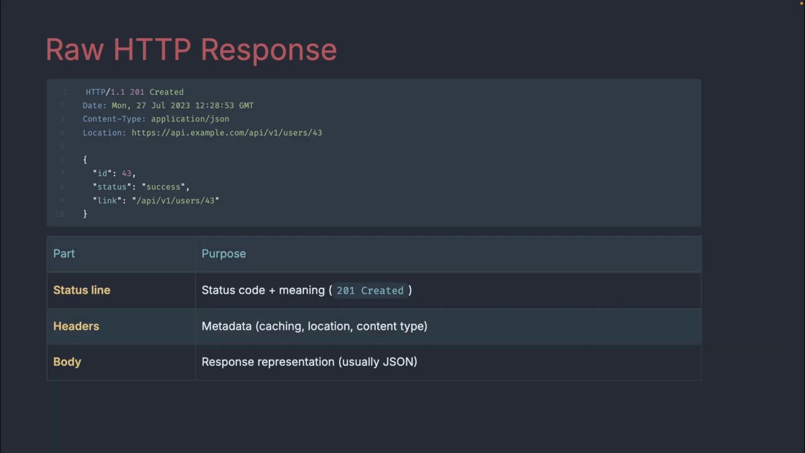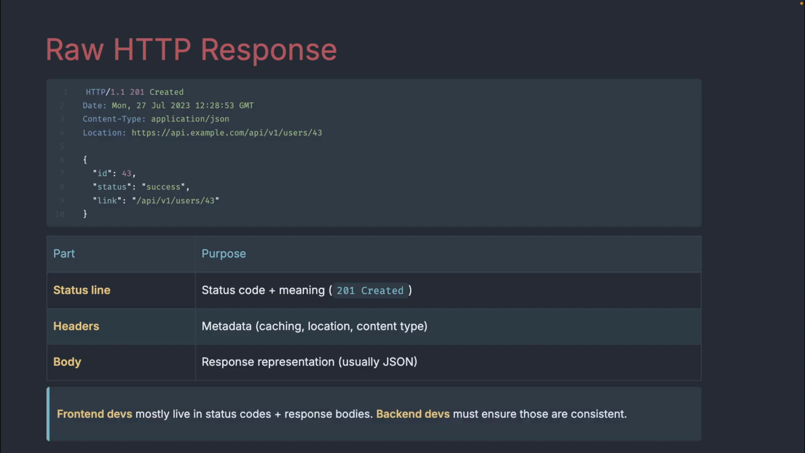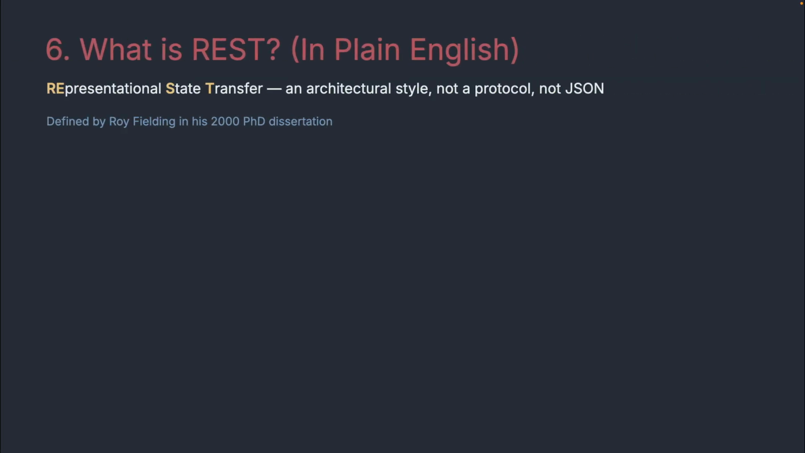So that will help the mapping of the three different parts. We have the status line, we have the headers, and we have the body. We need to be aware of those elements. Key teaching point: front-end developers consume the status codes and bodies. Backend developers must guarantee they are correct and consistent. This is the important part. And we'll talk about that.